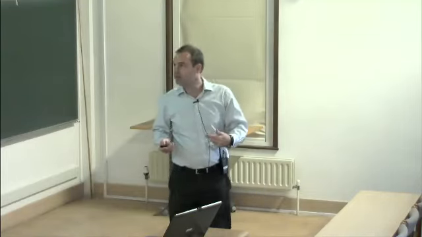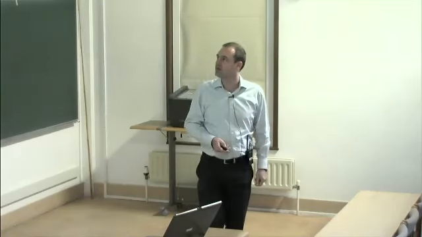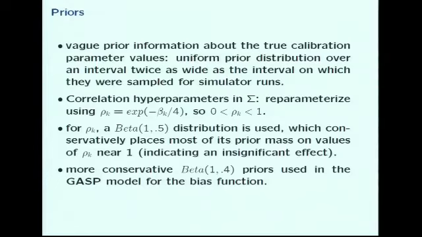So to make the whole thing run, you have to specify priors on all of this, and then look at the likelihood and carry out the MCMC. So, well, here we put a uniform prior distribution over roughly an interval twice as wide as the interval in which they were sampled in the simulator runs. Well, it's just saying we don't know much about those parameters of interest, the thetas.